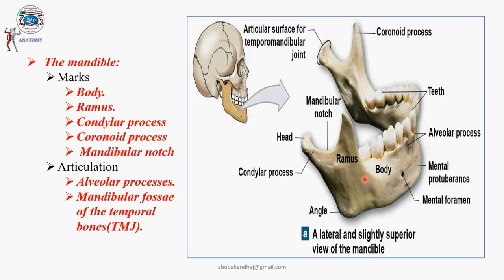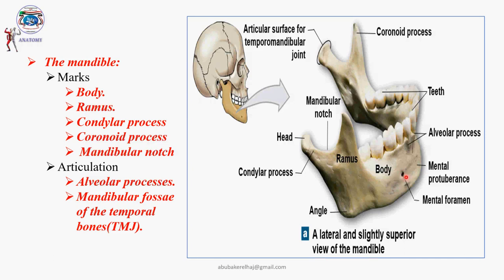Then the articulations of these bones: the alveolar process of the lower teeth articulates with the roots of the teeth, and also we have the head of the mandible, which articulates with the mandibular fossa to form the temporomandibular joint, the joint of mastication. And then we have the angle, which joins the body with the ramus.